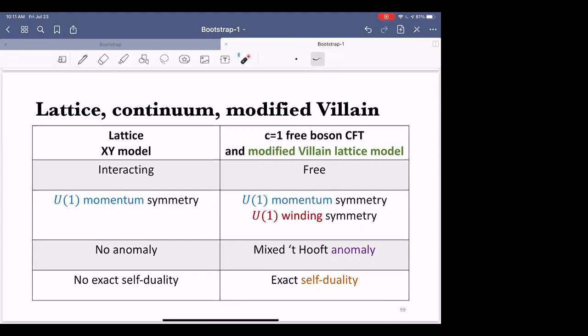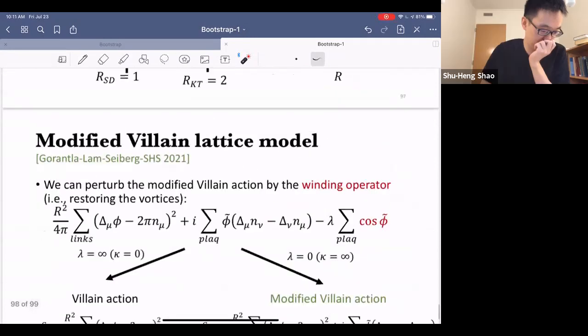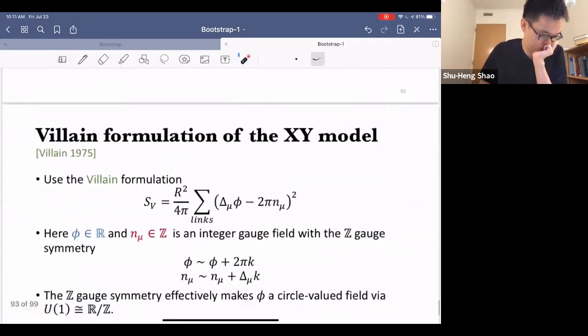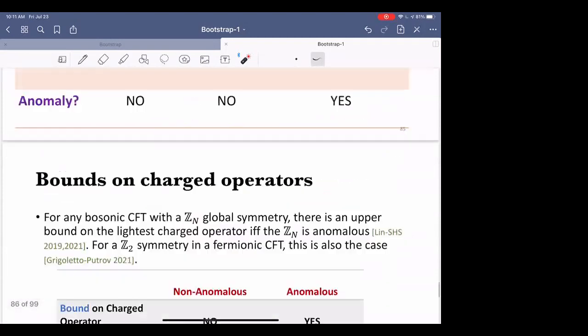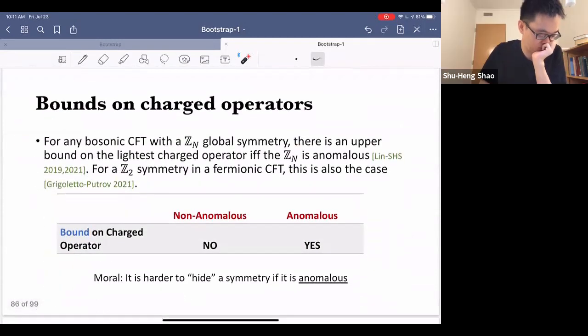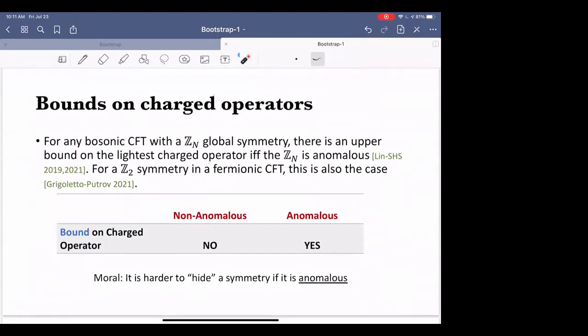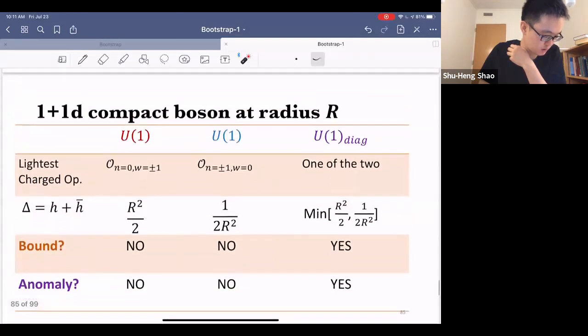Okay, about the bound on the lightest charged operator. You said there's a bound if and only if the symmetry is anomalous. Is that a sharp statement, in that bounds really can be arbitrarily high? Like the gap in the charged sector can be arbitrarily high if the symmetry is not anomalous? Yes. And this is at least for Zn and U1.